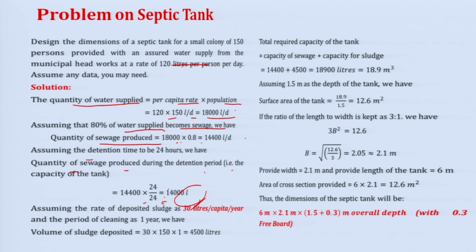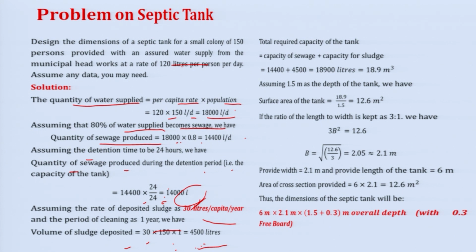Assuming the rate of deposited sludge as 30 liters per capita per year, this is already given. अगर आप डिज़ाइन कंसिडरेशंस पे देखेंगे, the period of cleaning is 1 year. तो cleaning 6 to 12 months से लेके 3 years तक हो सकता है. So here we have assumed 1 year. Okay, the volume of sludge deposited will be, अगर एक person का 30 लीटर डिपॉजिट हो रहा है तो 150 लोगों के लिए, और 1 ईयर के लिए, we have 4,500 liters, right.